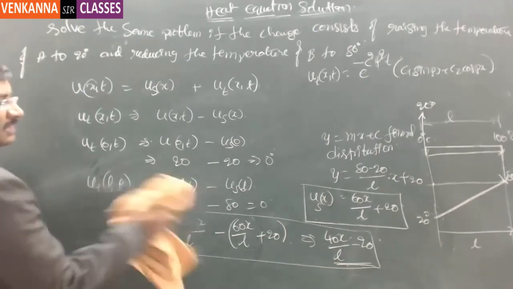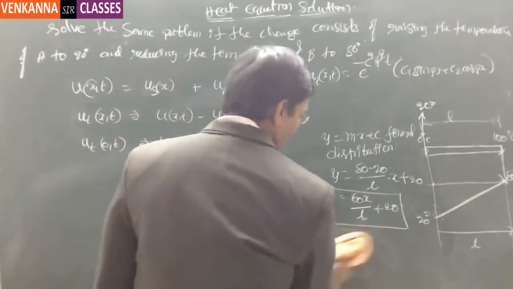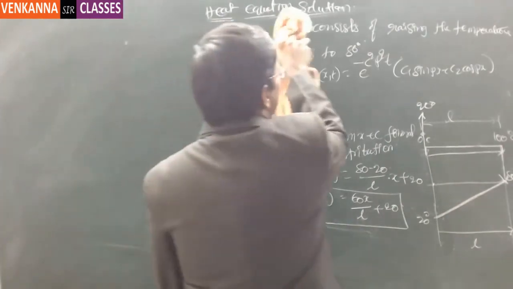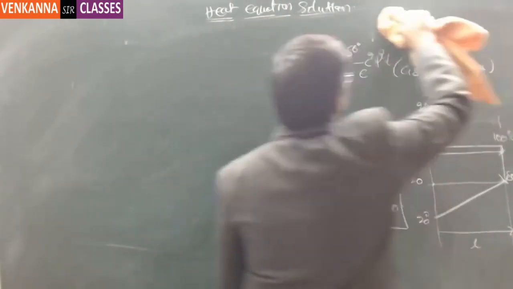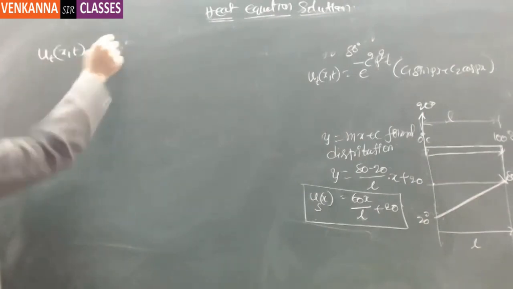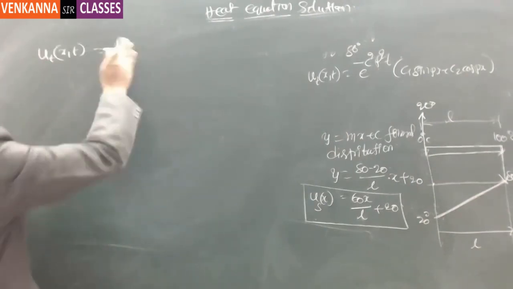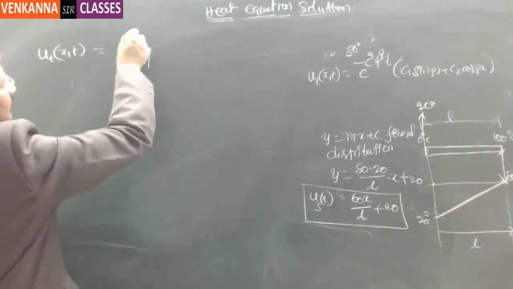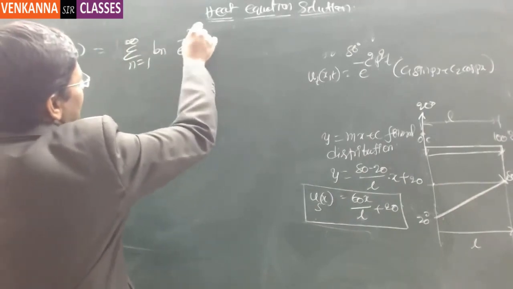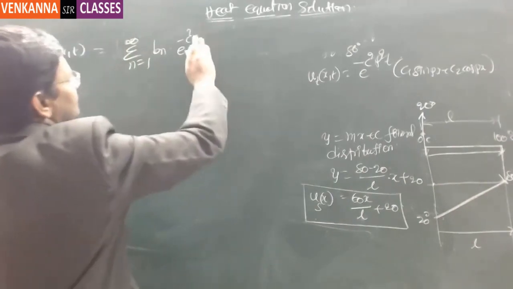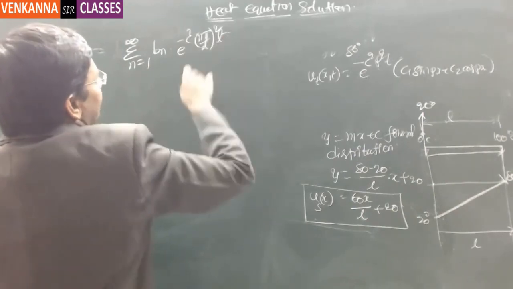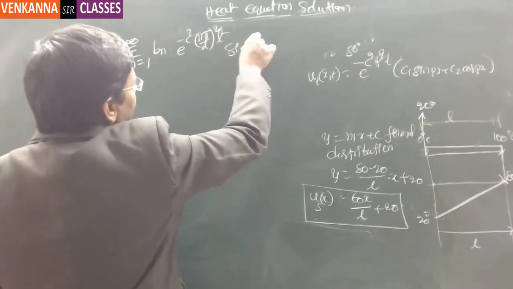Okay. Now based on this understanding, if you substitute the boundary conditions, you are going to get the u_t of x comma t value as sigma n equal to 1 to infinity, b_n times e power minus c square into (n pi by L) whole square times t, times sin n pi x by L.